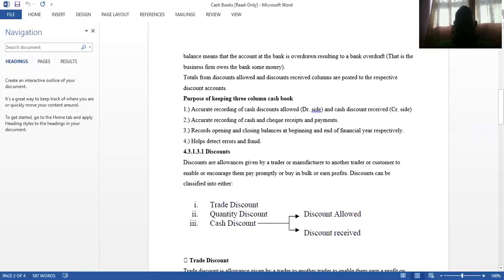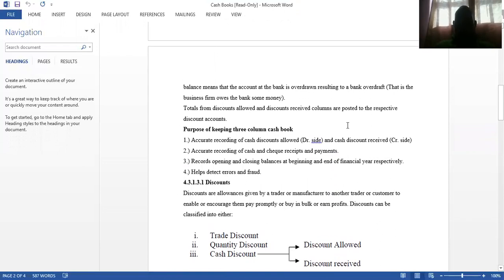But first of all, before we look at how we prepare it, we can look at the purpose of keeping the 3-column cash book. For accurate recording of cash discounts allowed and discounts received, accurate recording of cash and checks received and paid, recording opening and closing balances at the beginning and the end of the financial year respectively, and it helps to detect errors and fraud.